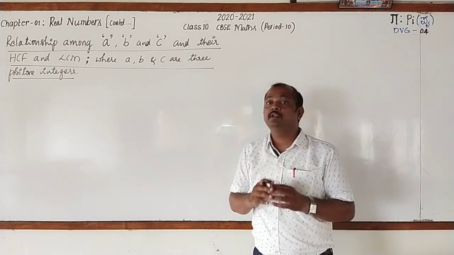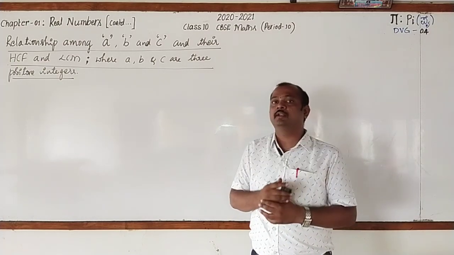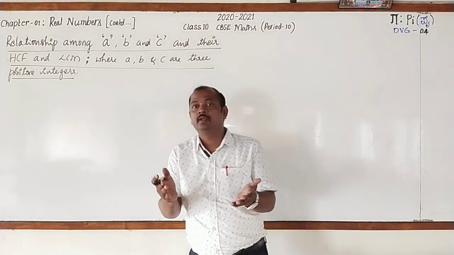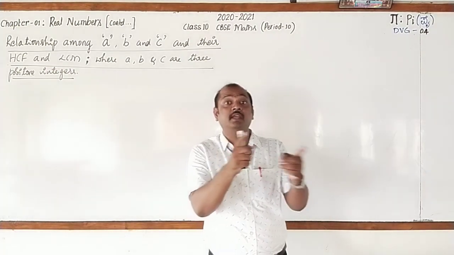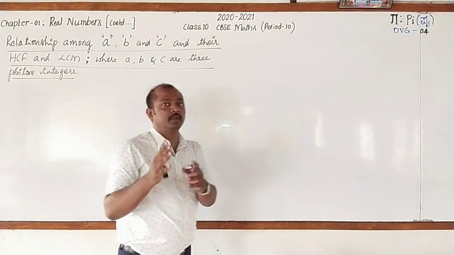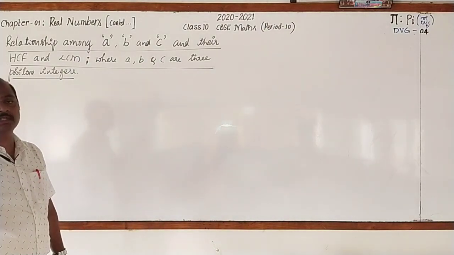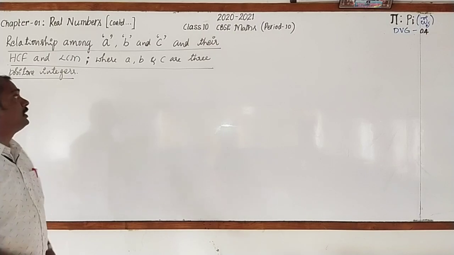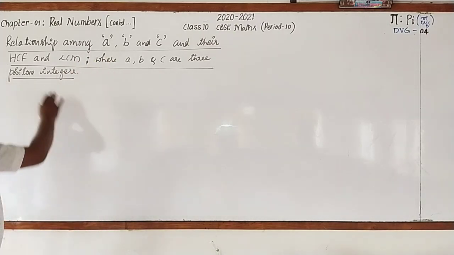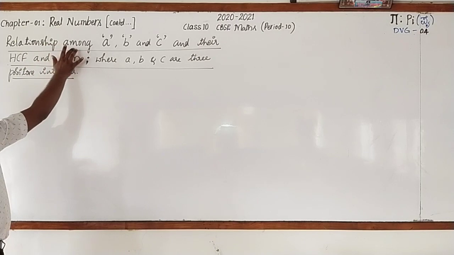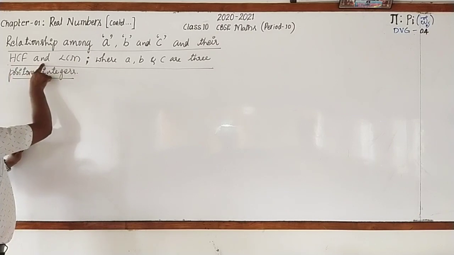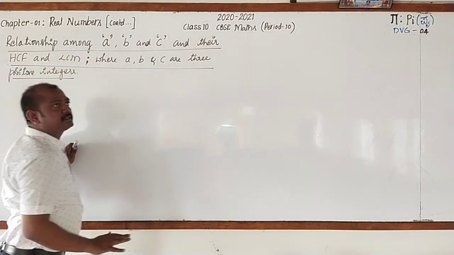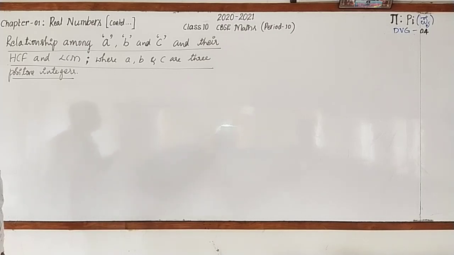It has been given in your NCERT textbook, page number 19. That is, we have learned the relationship between the given numbers and their HCF and LCM, when the given numbers are positive integers, just A and B, only two numbers. But here, three numbers are given. Once you go through the statement, see the relationship among A, B and C and their HCF and LCM, where A, B and C are three positive integers. Then what is that relationship?